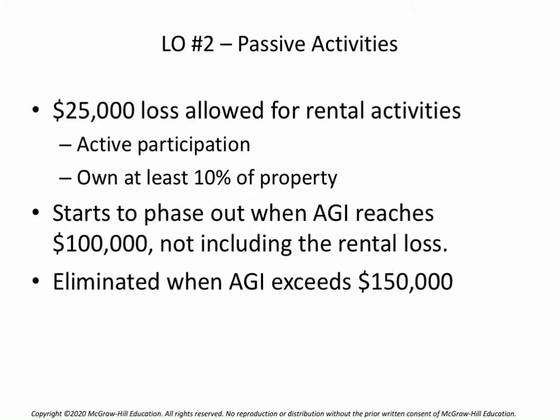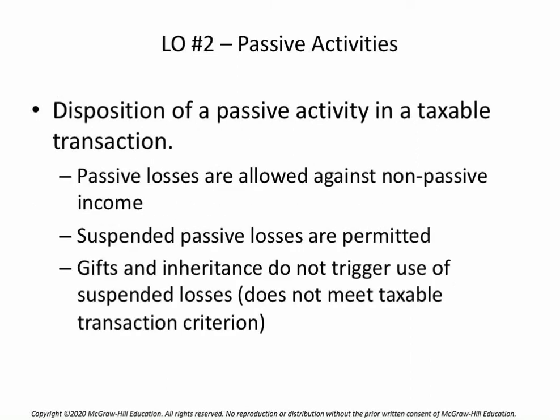For those rental activities that we're talking about, there is a $25,000 loss allowed for them and for active participation in owning at least 10% of the property. This permitted $25,000 loss is going to actually phase out once AGI reaches $100,000 through $150,000. So there's going to be 50 cents per dollar that's going to phase out during that $50,000 range. Now, an exception to this is going to be disposition of the passive activity in a taxable transaction.